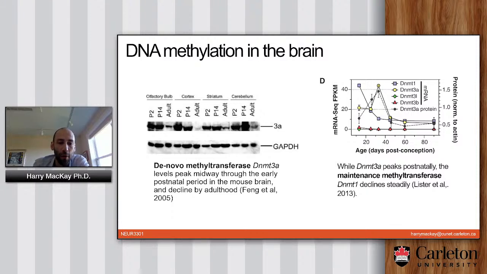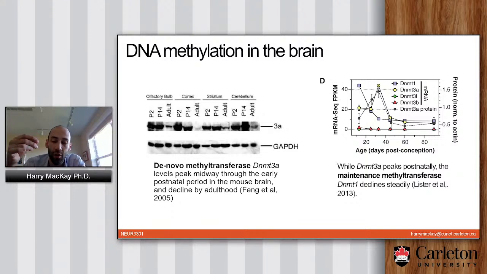The levels of the de novo DNA methyltransferase DNMT3A peak midway through the first part of the postnatal period in the mouse brain and decline by adulthood. So most of the de novo methylation in the brain is happening prenatally and in the early postnatal period. This is when the cells are kind of setting things up. When you're born, your cells are there, but they're not fully matured yet and they're not fully differentiated. It's a bit like if you're building a house, the last thing you do is you come in and you put in the baseboards and you paint the walls and you put in the light fixtures and these kind of finishing touches.